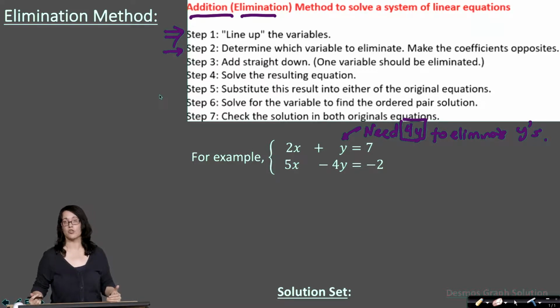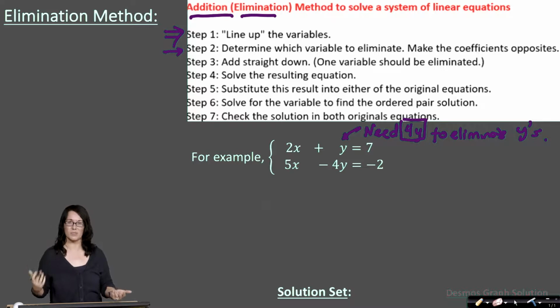In step 2, we determine what we need to be there. We need it to be a 4y so that the y terms would eliminate. Now you might be wondering, why didn't I go after the x terms? Well, notice that 2 and 5 don't really have anything in common. So you could make one of them 10x and the other one negative 10x because that's their least common multiple when you multiply 2 and 5 together.